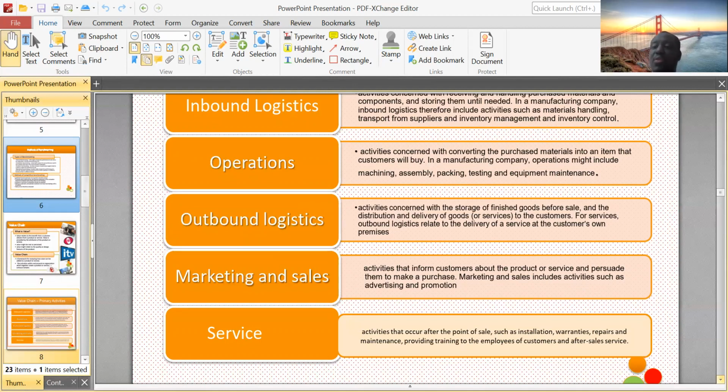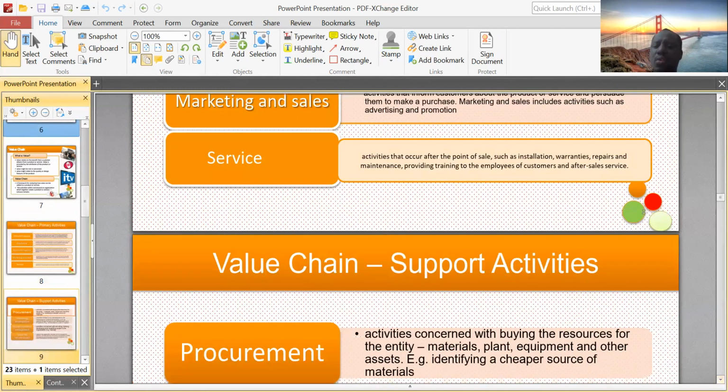There are some products where, when you buy, there is some after sales service. They'll say, oh, we'll offer you a 1-year warranty. That's an after sales service. So these are activities that occur after the point of sale, such as installation. Sometimes when you buy a TV, the company will offer to install it for you. Warranties, repairs and maintenance, etc. So after sales service is also a primary activity, and it's included in the value chain. So if you take notes, all these activities help to deliver value. You see where it starts from, the inbound.